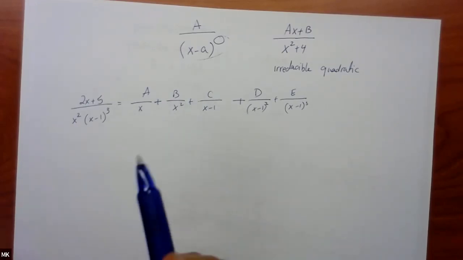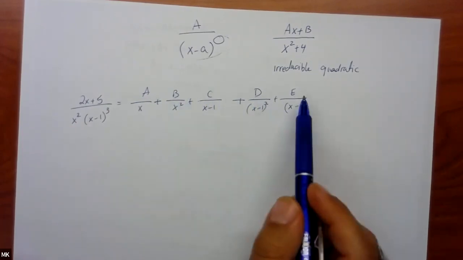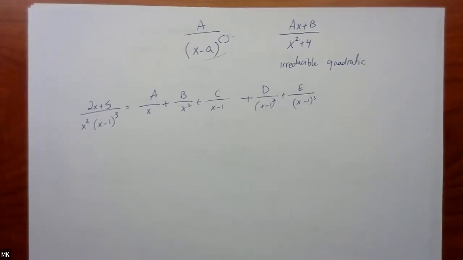Now, yes, I know sometimes A and C and D will turn out to be 0, and you do get just B and E. But that doesn't mean that's a general rule. That doesn't mean that's how you're supposed to always do this. It just happened that that's the case.